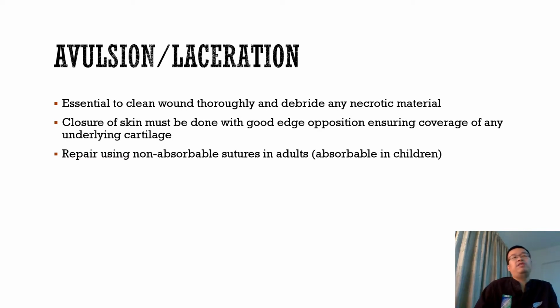Next up, avulsion and laceration. Like any avulsion or laceration in your body, you need to clean the wound thoroughly. You need to debride any necrotic material. The main thing about the ear is that there's a cartilage there, so your skin needs to be well opposed to cover that cartilage because you want to prevent cartilage necrosis. In adults, you can use non-absorbable sutures because you can easily remove them later. In children, do consider absorbable, because it's already difficult enough to suture it. Imagine trying to take out the sutures in a clinic in a child. So absorbable sutures would be recommended.